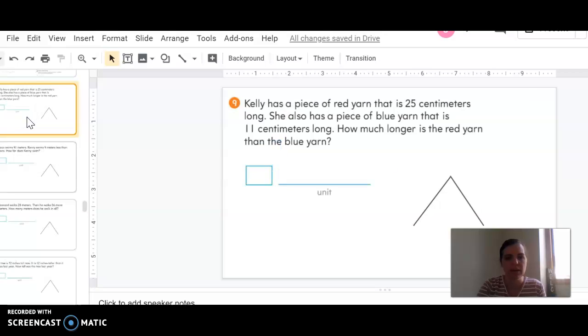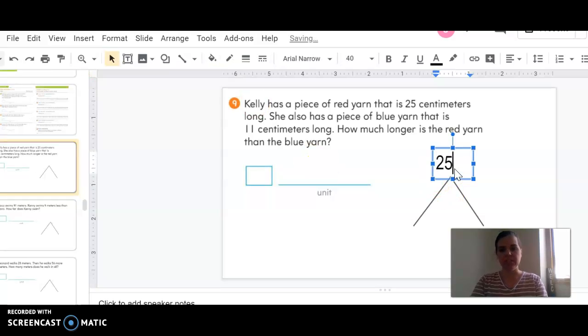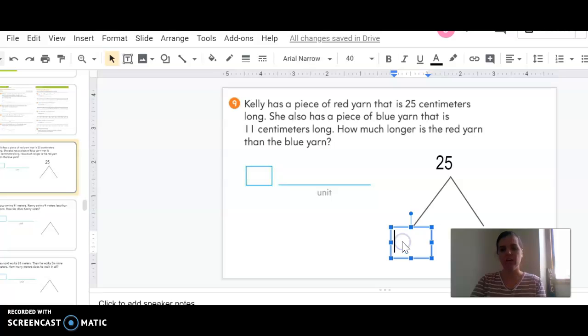Let's see, page 401. It says Kelly has a piece of red yarn that is 25 centimeters long. She also has a piece of blue yarn that is 11 centimeters long. How much longer is the red yarn than the blue yarn? Well, what is the total length of the longest piece of yarn? 25 centimeters. Yep, so that's our total and it goes up at the top. The blue yarn is how long? 11. So we want to figure out the longest to the shortest. So we're going to do 25 minus 11.